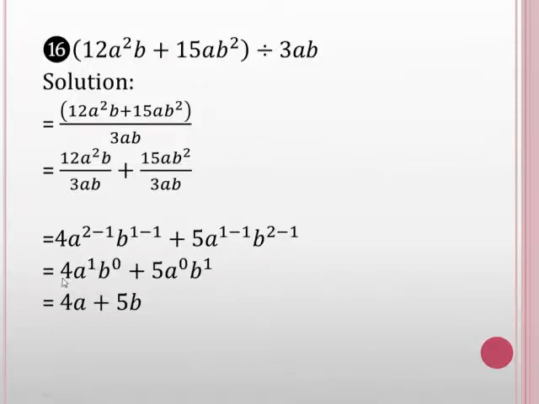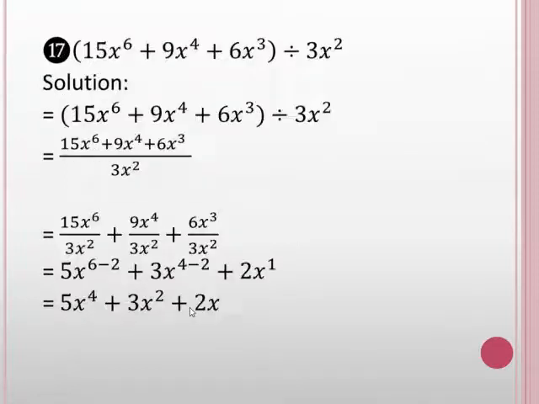Okay, if the variable carries the power 1, we write the variable as it is, and if the variable carries the power 0, it equals 1. It means that b power 0 is equal to 1. So we don't write it here, we directly write 4a plus, also we have a power 0, which means a power 0 is equal to 1, so we don't write it, there is the 5, and b power 1 means we directly write it as b. So the answer is 4a plus 5b.